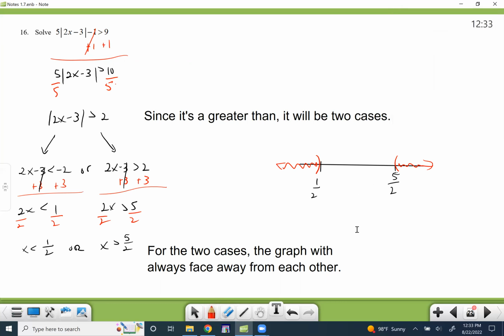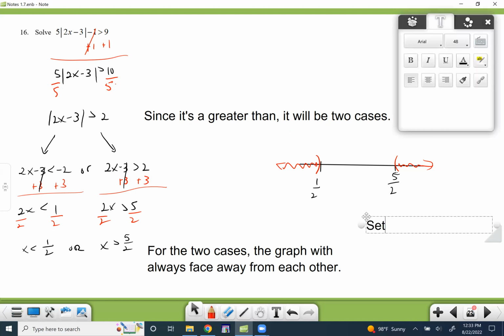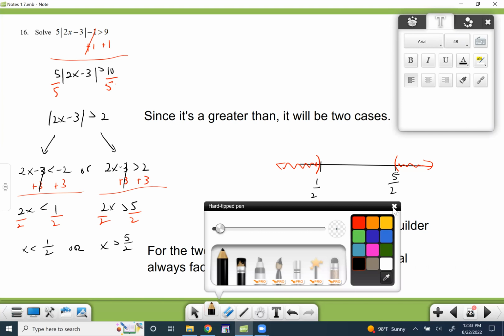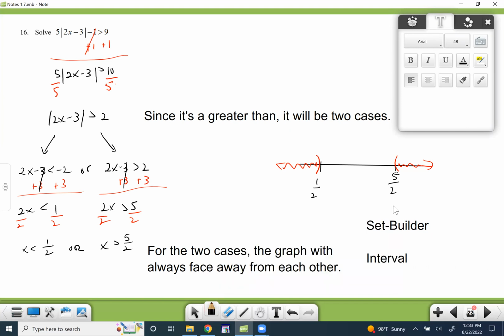Okay. So let's go ahead and do our set builder and our interval notation for this. So for the set builder, we can use the or. The union's for intervals, so don't mind me.